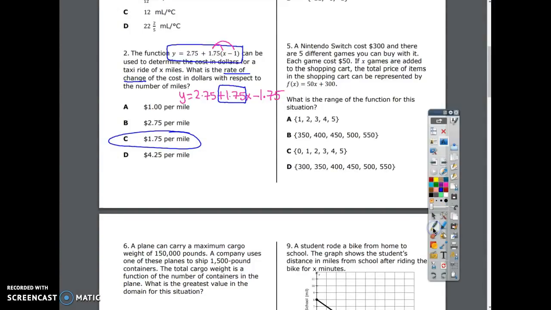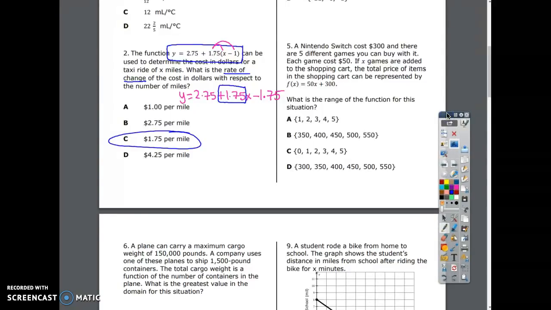Problem number 5. What is it asking for? The range of this function. So they gave you an equation. We need to put in Desmos, and we need to go find the range. But first, we have to read a little bit. It's saying that they have a Nintendo Switch that costs $300. That's where the 300 comes from. And there are 5 different games you can buy.